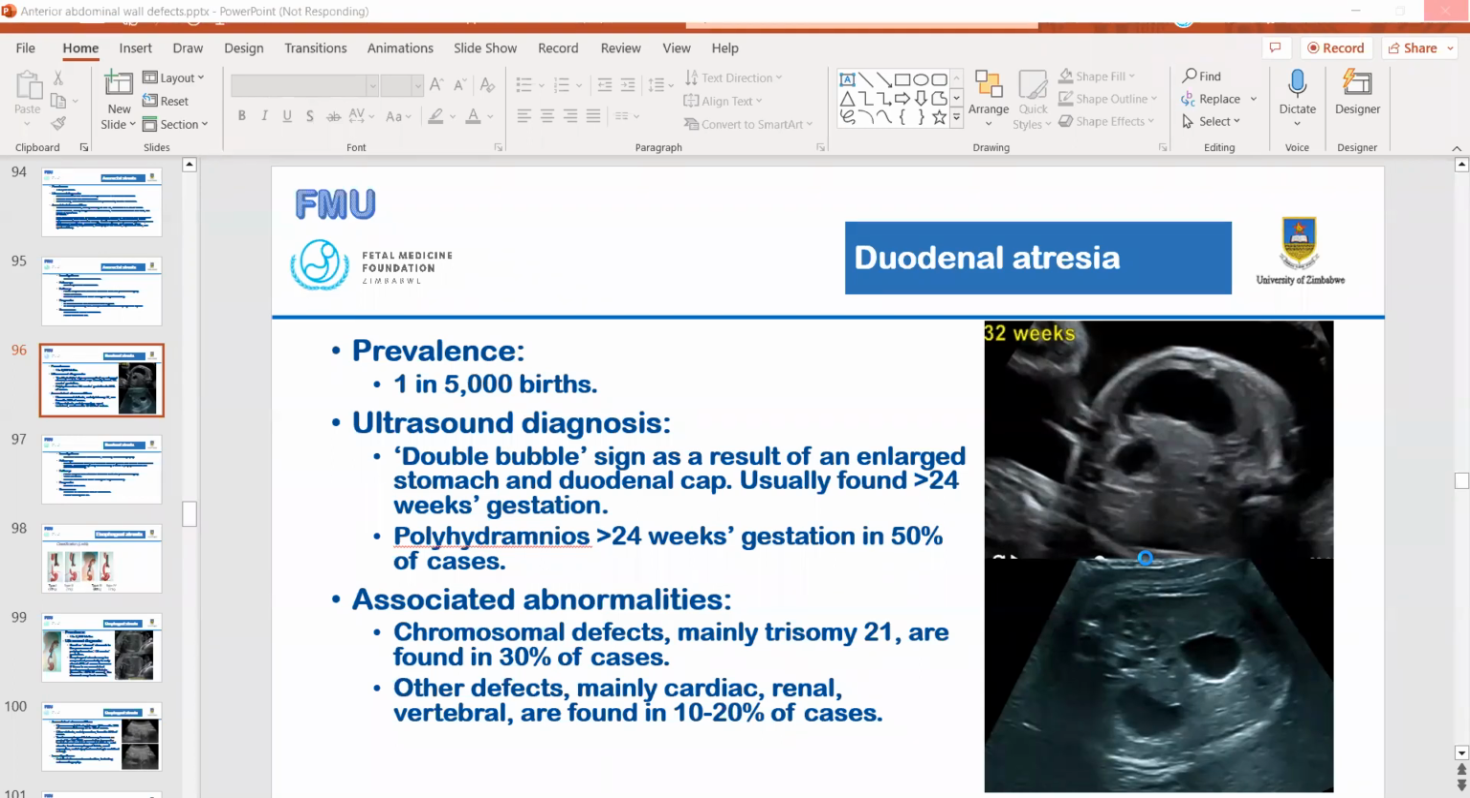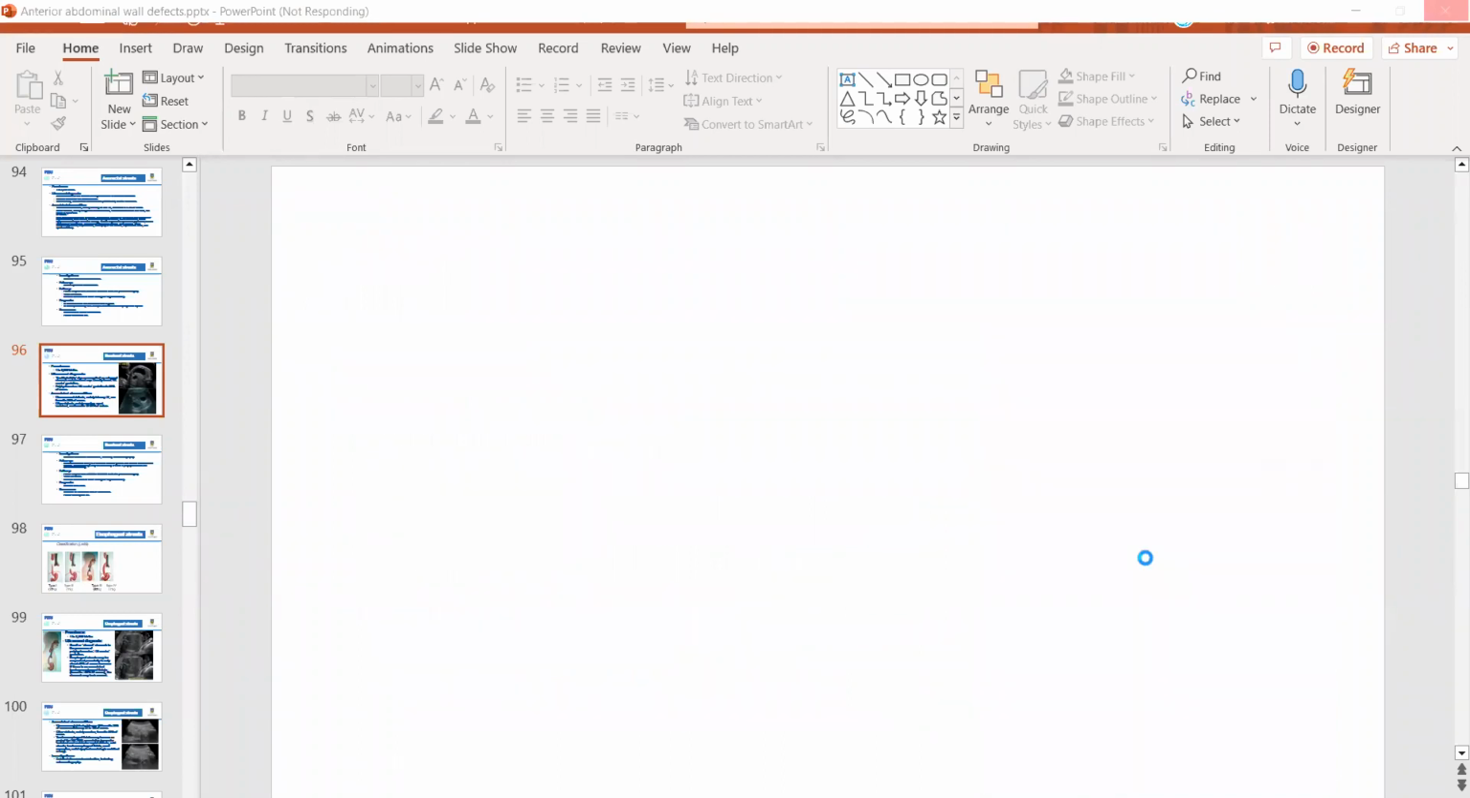The problem with duodenal atresia is that you can potentially miss it during the 20-week scan because the double bubble may not appear. The double bubble sign may not appear before 24 weeks. And the polyhydramnios secondary to duodenal atresia again may appear late.